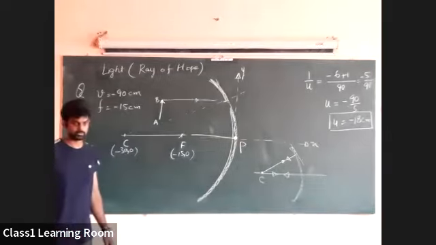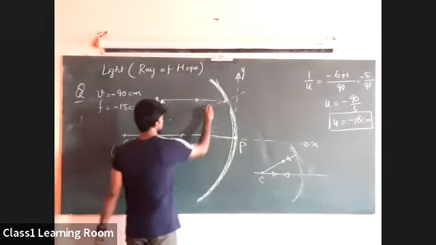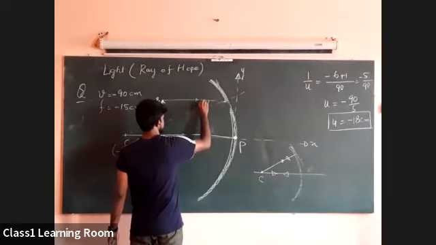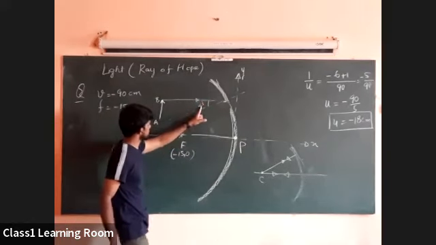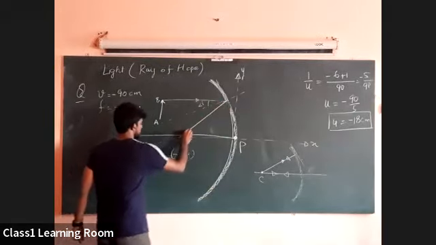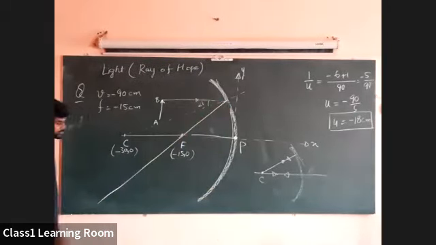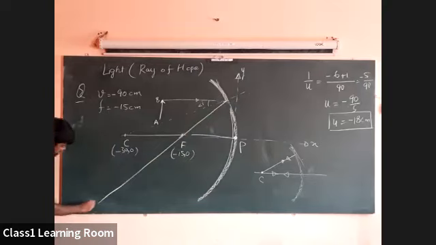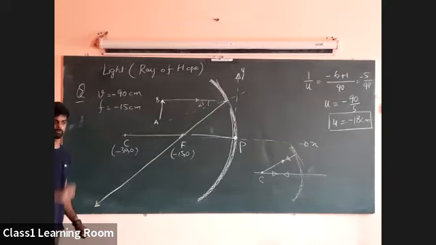So this is your normal. Got it? So this is your angle of incidence. Now angle of reflection is always equal to angle of incidence. And then it will pass from focus. Got it? That's why, don't memorize anything.